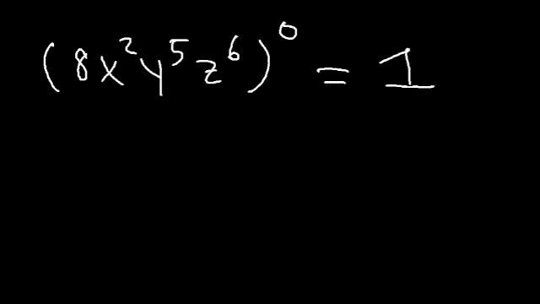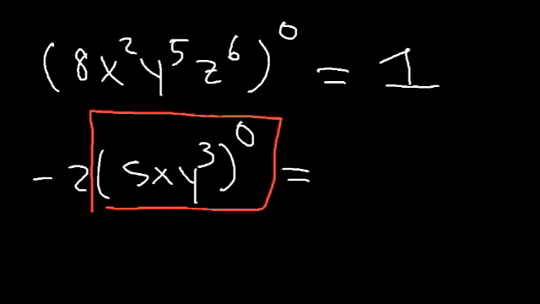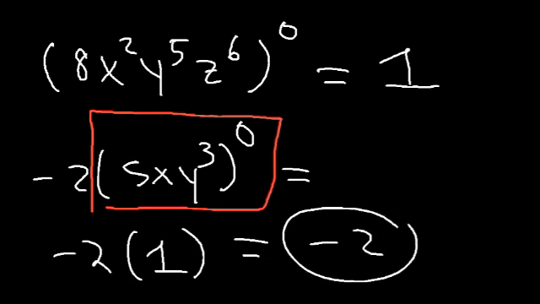Anything raised to the 0 power is always 1. It doesn't matter what's inside. Now let's say if you have negative 2, 5x y cubed raised to the 0. What's the answer now? So everything inside the parentheses is going to turn into a 1. So only this portion will become a 1. But notice that you have a negative 2 on the outside. Negative 2 times 1 is negative 2. So that's the answer for an expression that looks like that. Now let's say if you get an expression that looks like this.